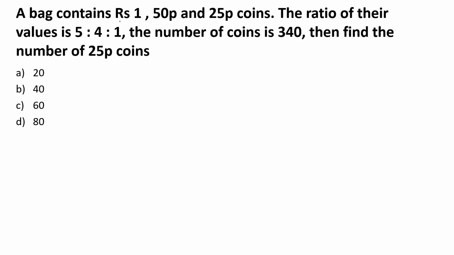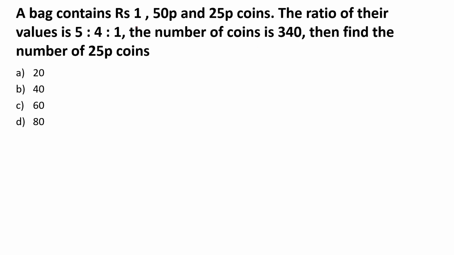A bag contains 1 rupee, 50 paisa and 25 paisa coins. The ratio of their values is 5:4:1. Again, we are given the ratio of the values of the coins. The number of coins is 340. Then find the number of 25 paisa coins. We need to find the number of 25 paisa coins.